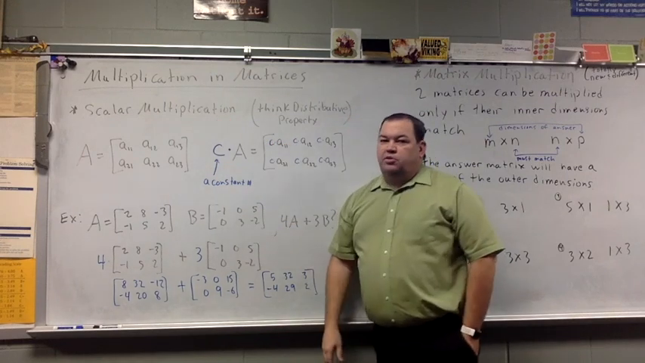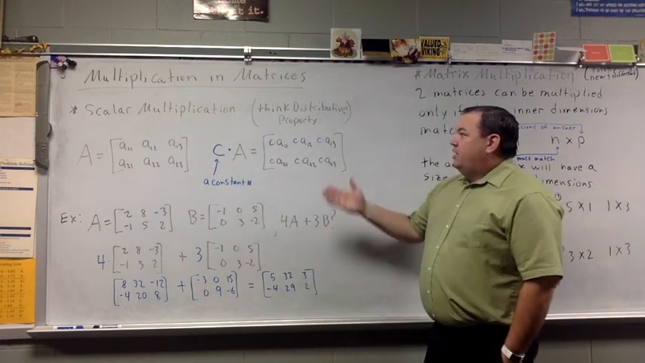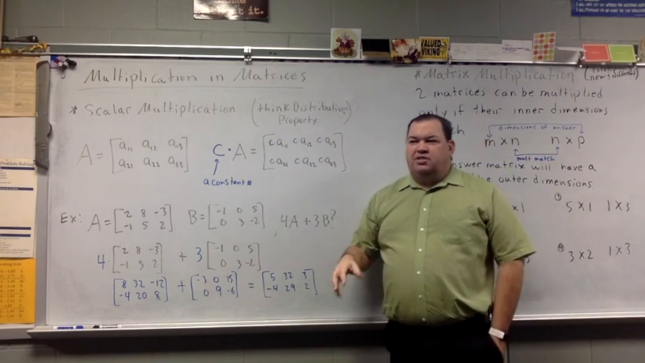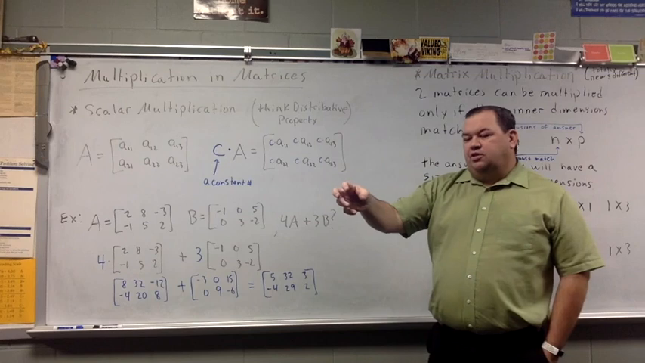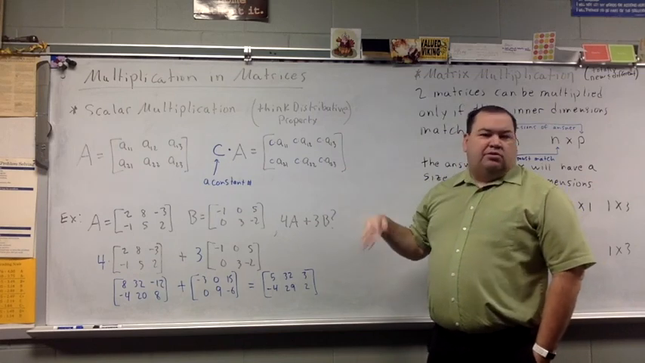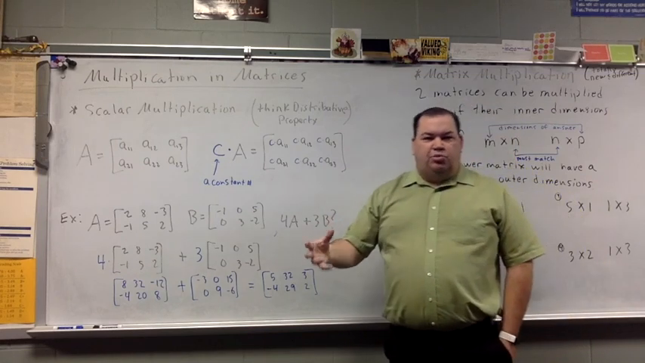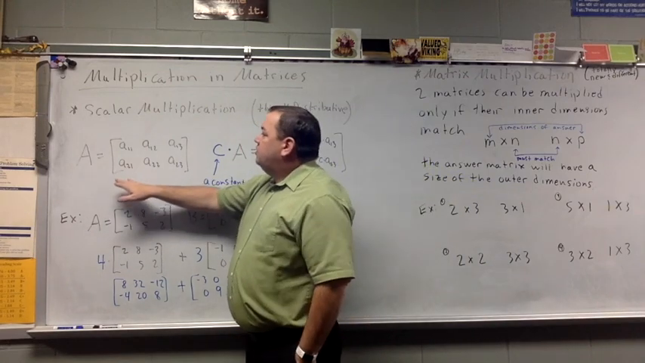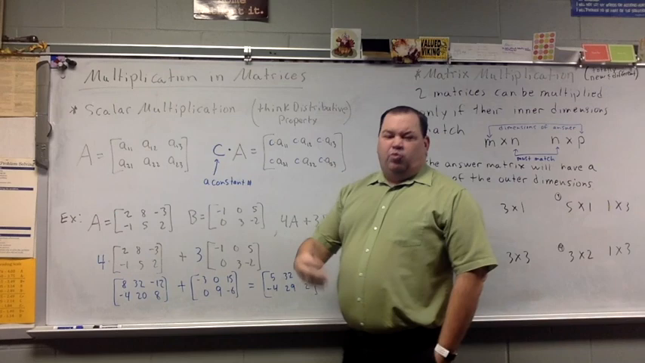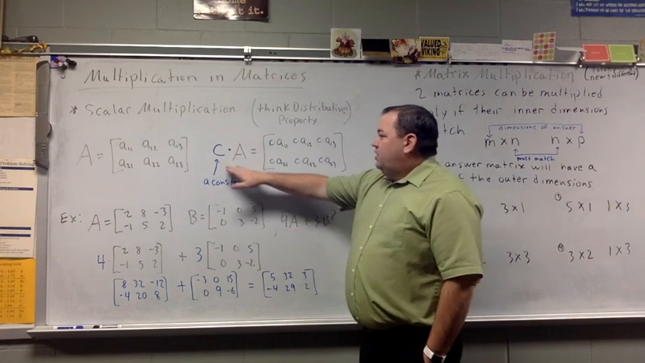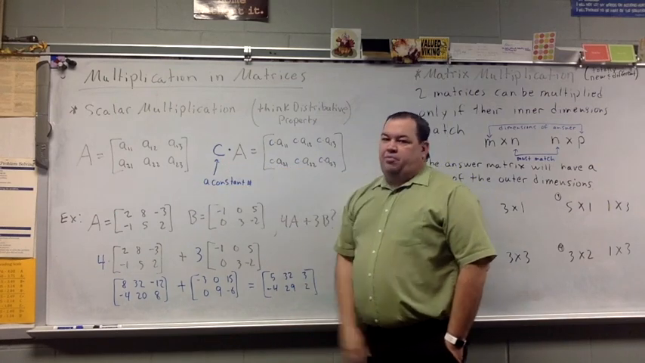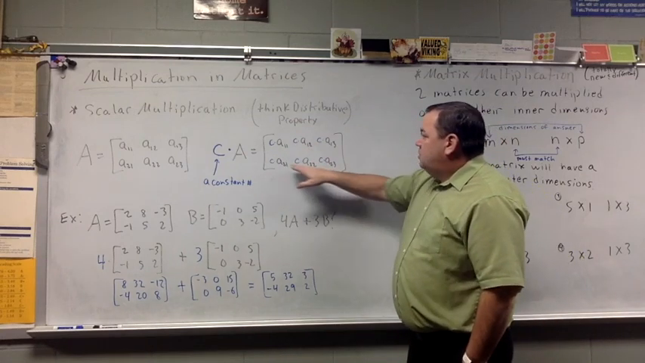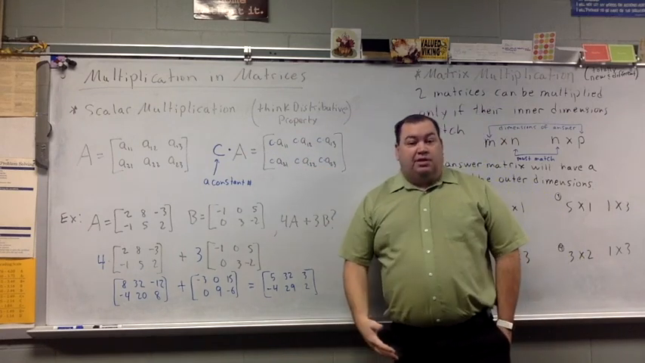It's called scalar multiplication. When I talk about scalar multiplication, I think distributive property. The distributive property says if there's something outside a parenthesis, we're going to distribute it in, and if there's something in a parenthesis, we can distribute it out. So if I have my matrix A, and this is a 2 by 3 matrix, it works with any size, and I want to take some number and multiply it by my matrix, every element inside of that matrix is going to get multiplied by that C.